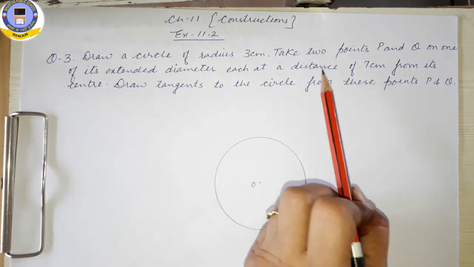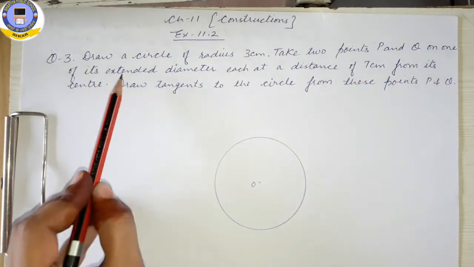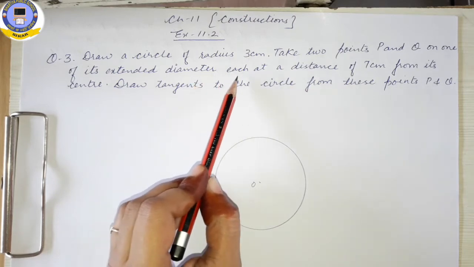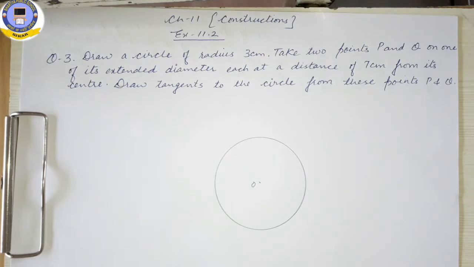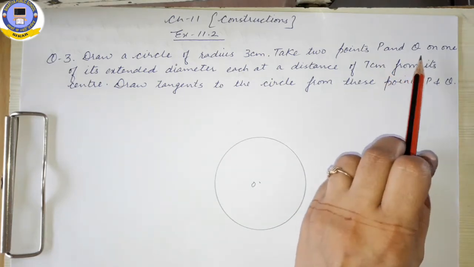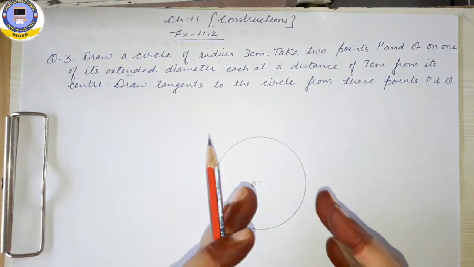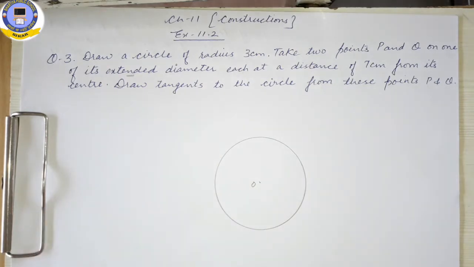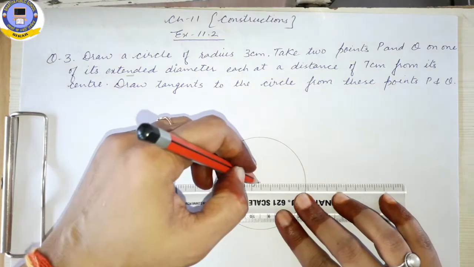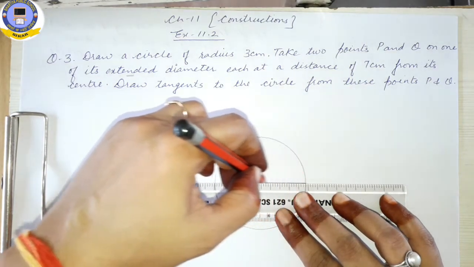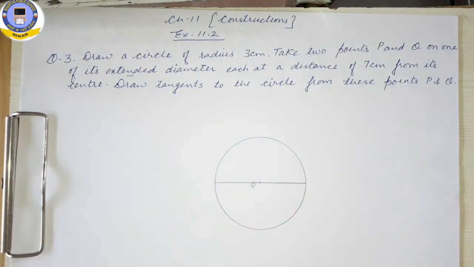Now read the next line. Take 2 points P and Q on one of its extended diameter, each at a distance of 7 centimeter from its center. So what you have to do? You have to take 2 points P and Q on one of its extended diameter. Extended diameter means when you produce the diameter, then it will be extended diameter. So it means we need to draw our diameter first of all. We will join center with circumference or with boundary of circle. Okay, so we have this as its diameter.